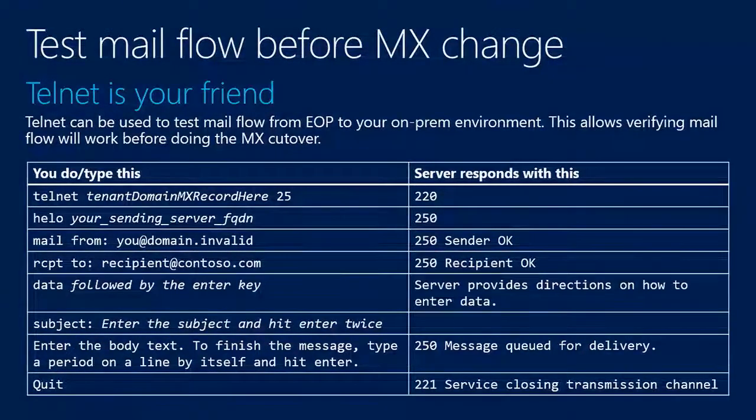With Telnet, you connect directly to that MX record and send your message through. Essentially what you're doing is injecting a message directly into your EOP tenant and bypassing the MX lookup. Then, now that the message is in there, it should flow properly to your on-prem environment, if your on-prem environment is set up properly and accepting mail from EOP. So this is a nice way of testing before actually making that MX change, and a way of seeing that stuff is going to work.